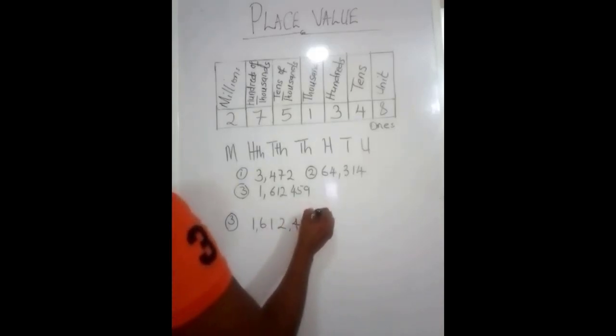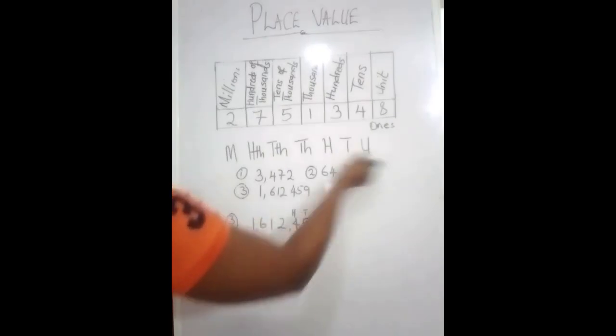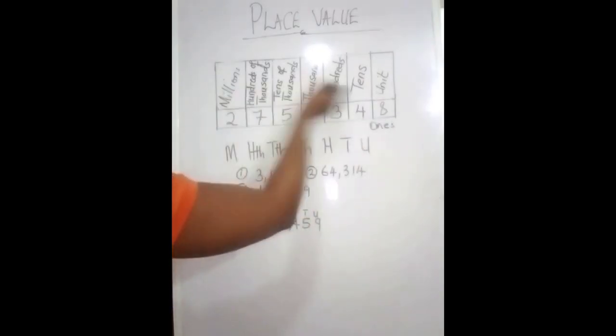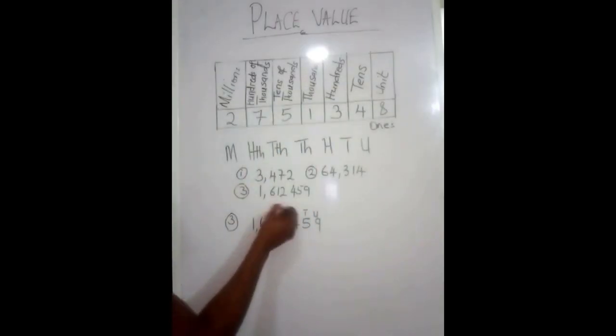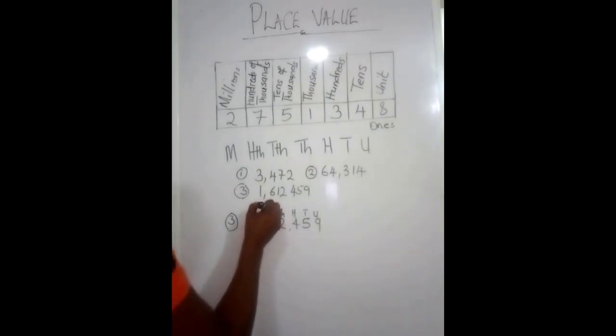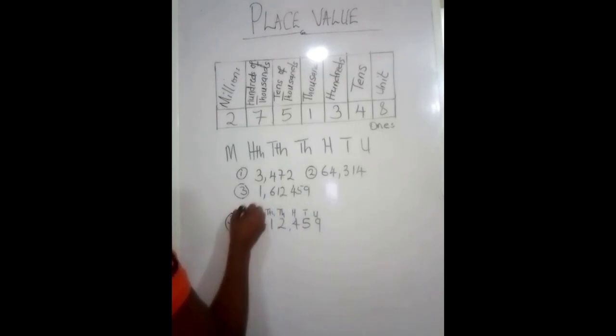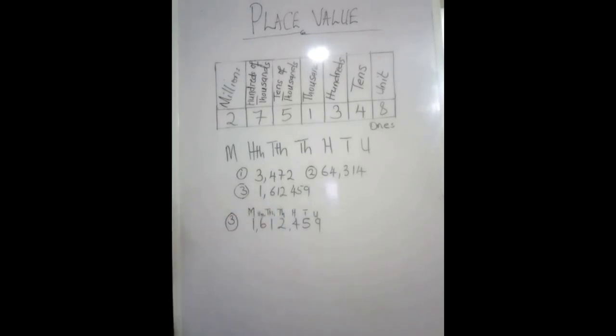Okay, so let's try and position them. We start from the extreme right. We have units, we have tens, we have hundreds. You can always refer to this or the chart to help you. Then after hundreds you have thousands. After thousands you have tens of thousands. Then you have hundreds of thousands. And lastly you have million.